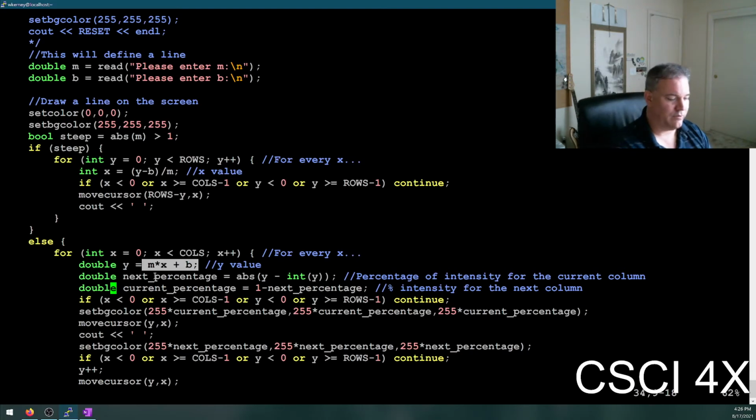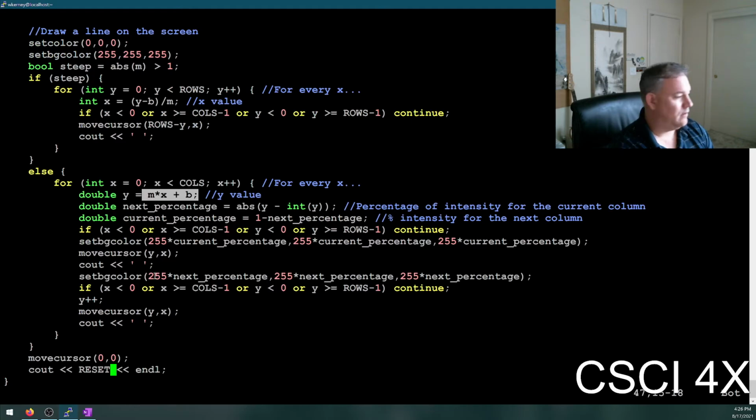Okay, so we just need to implement this for the vertical lines, and we'd be done. Okay, any questions about this?